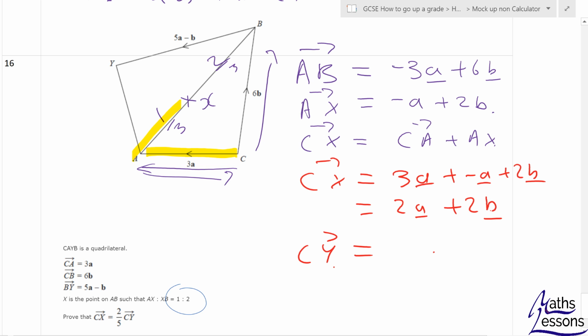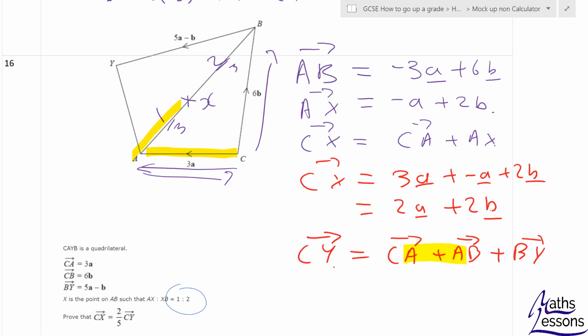What you should notice when you're combining these vectors is that the end vector of the last one is equal to the beginning vector of the next one. So the A's match up and the B's match up. If those don't match up, you're probably going to get it wrong. So CA is equal to 3A. AB, we found up here, is minus 3A plus 6B. And BY is equal to 5A minus B, as given up here.